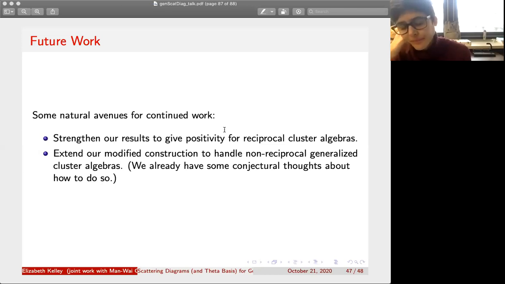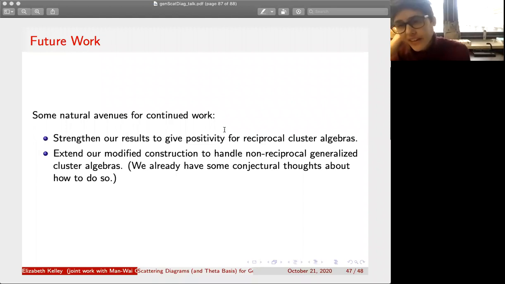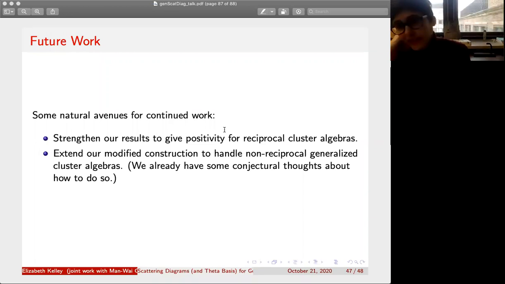And then I also have some thoughts about another tactic. There's another conjecture by Chekhov and Shapiro that says these generalized cluster algebras should appear as subalgebras of ordinary cluster algebras. And so then there might be something interesting to say about quotients of scattering diagrams. And so you might be able to make an argument from that direction also. So I think that this is a pretty fruitful area with a lot of things left to explore, and I'm pretty jazzed about getting to continue exploring them.